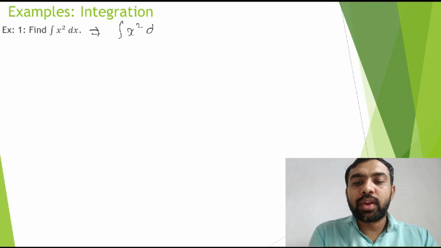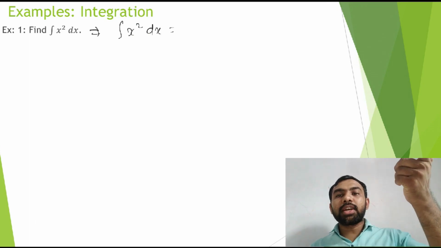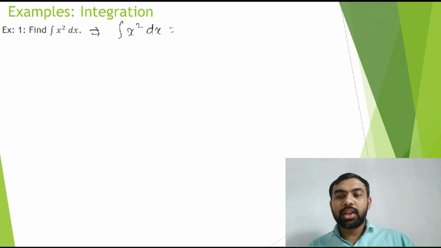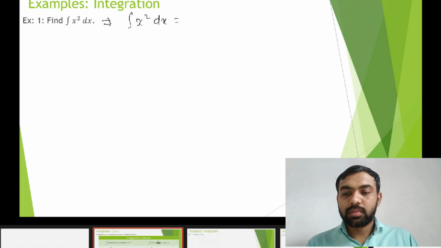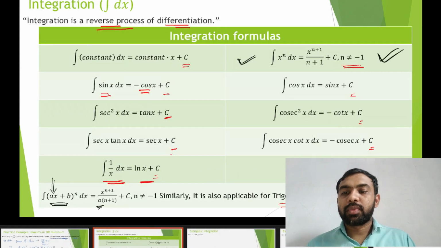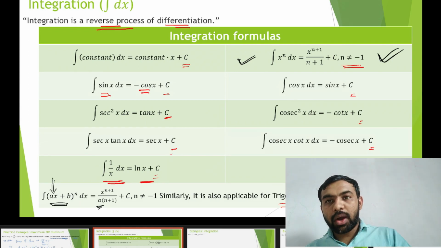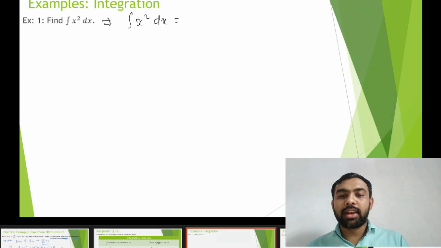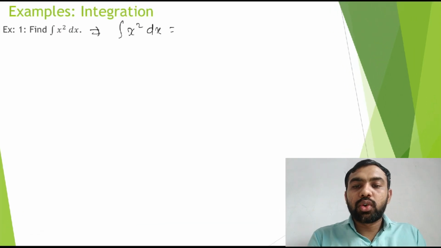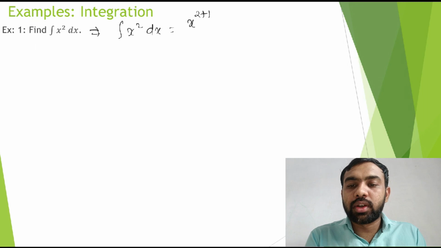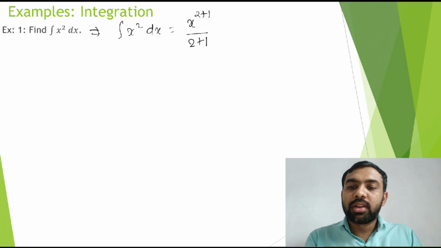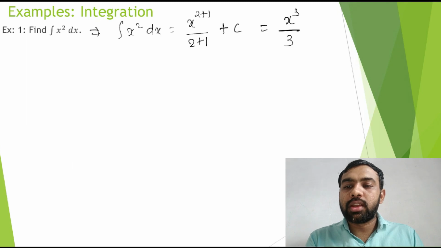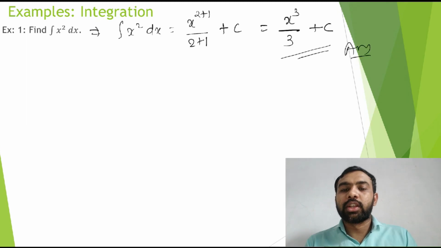So integration of x square dx is equal to: one power increases, and the new power comes in the denominator. Use this rule. x raised to n, one power increases, new power comes in the denominator. So 1 power means x raised to 2 plus 1 upon 2 plus 1, plus c. So what is the final answer? It is equal to x cube upon 3 plus c. This is our answer, not this.